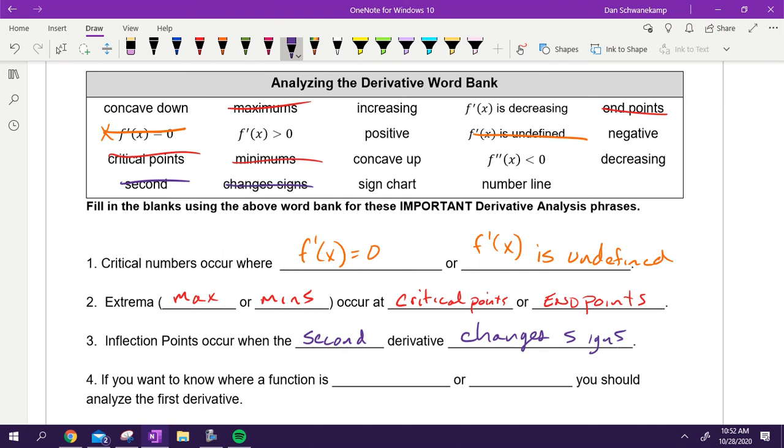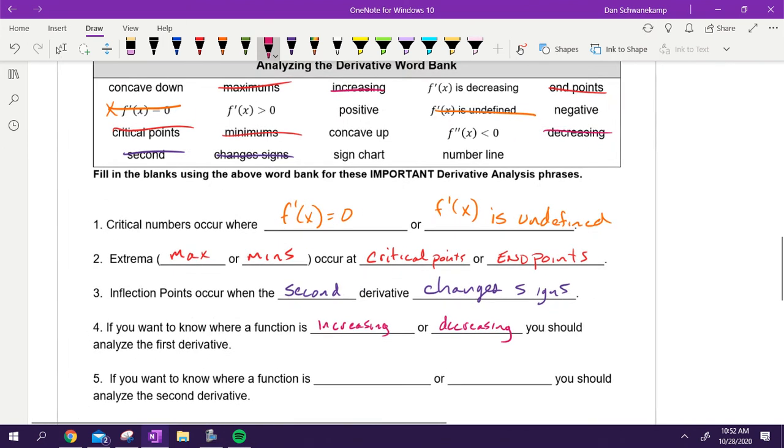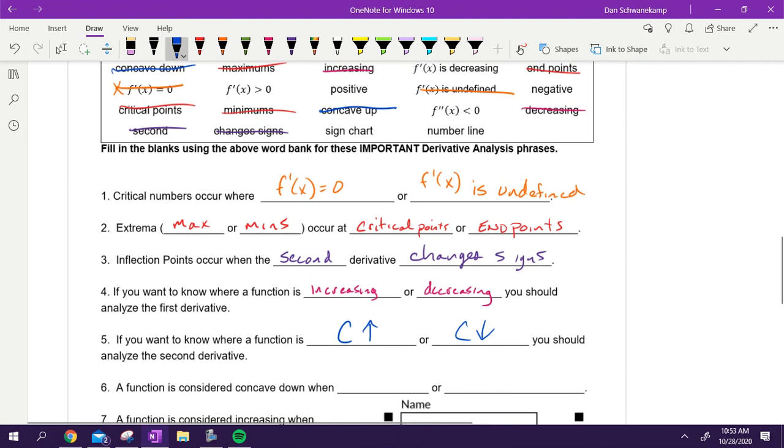Wonderful. If you want to know when a function is blank or blank, we should analyze the first derivative. Michael, if we want to know the function is blank or blank, we're going to analyze the first derivative. Increasing or decreasing. That's what we're looking at. If they're asking you whether it's increasing or decreasing, that is a first derivative question because it's going to tell you the slope. If you want to know when a function is blank or blank, we should analyze the second derivative. Renee, when is that going to happen? Yes, ma'am. Concave up or concave down. Those are second derivative questions.